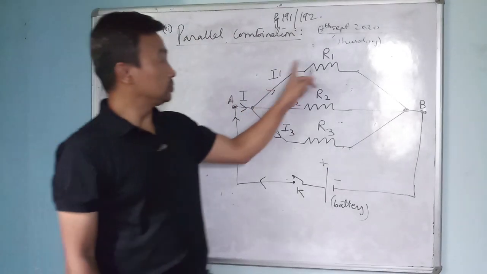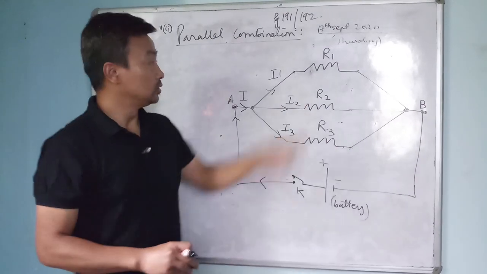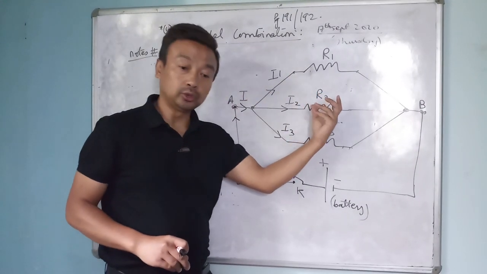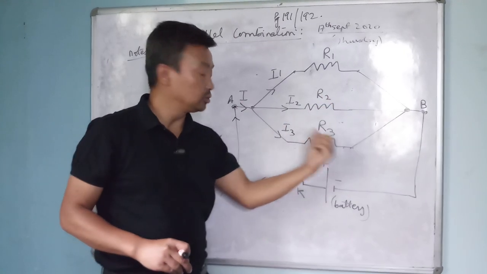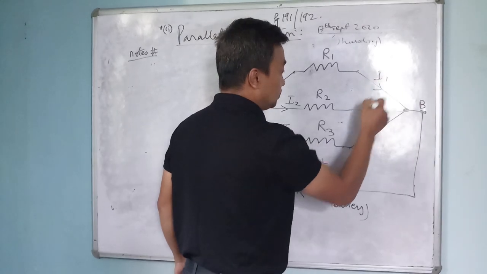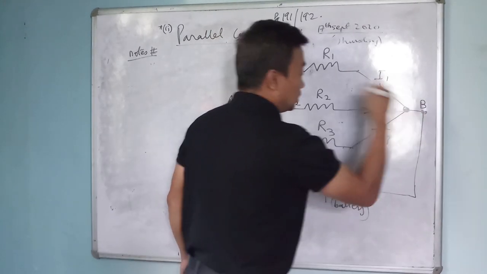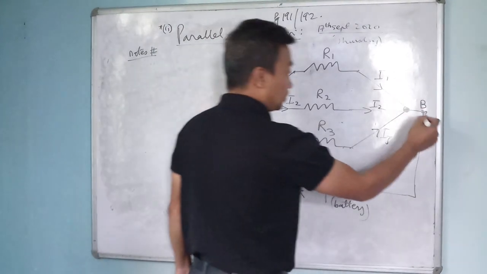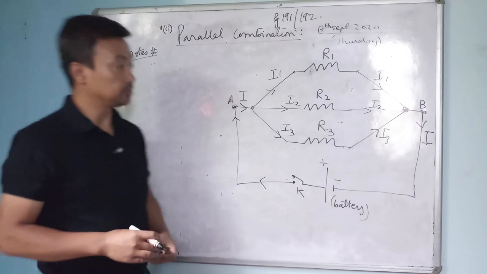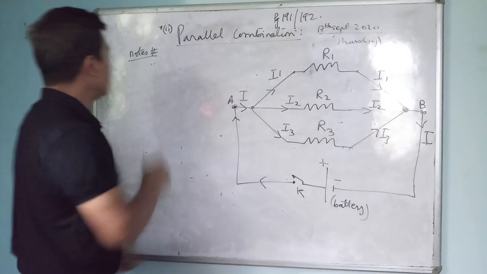Then that individual current. So this current has decreased here. A small portion of the current is going through R1, some portion is going through R2, and some portion is going through R3, and they will all come here and rejoin at the point B. Then from the point B, the total current will flow back to the cell. So this is the diagram for the parallel combination.